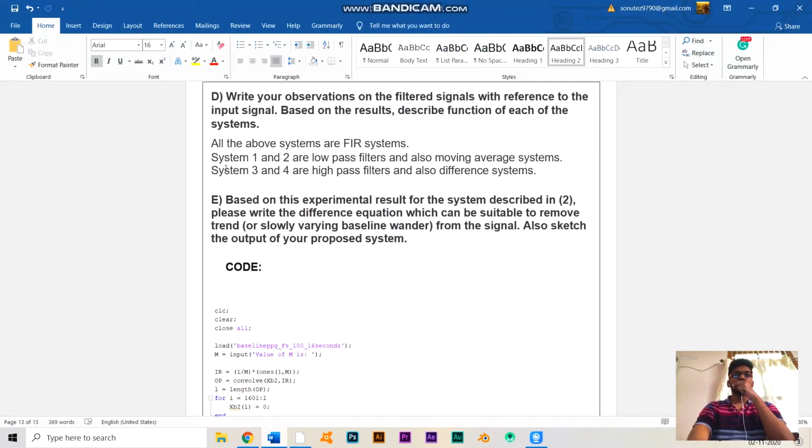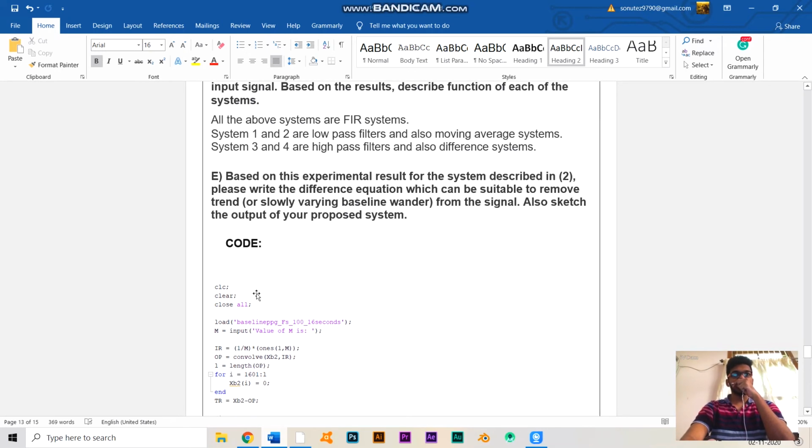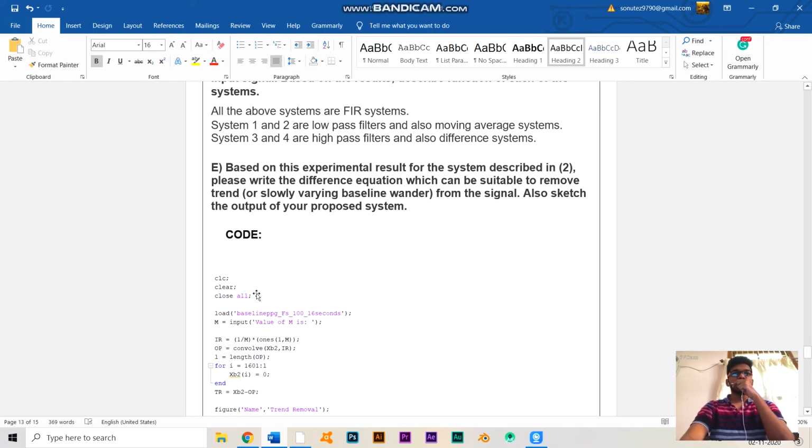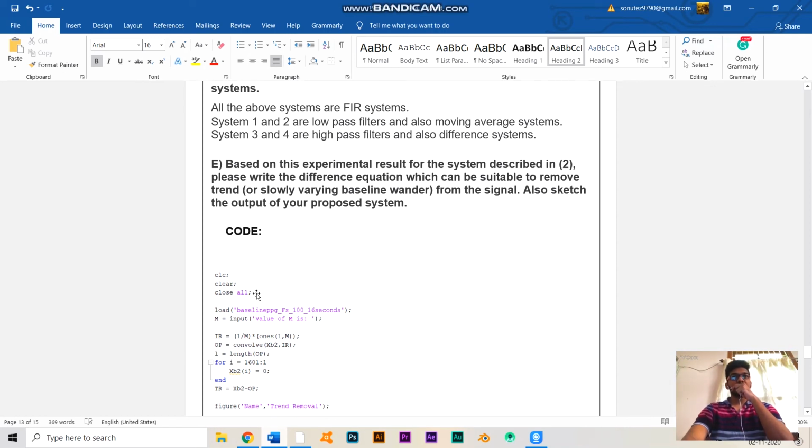And in the D part, we are asked to describe each of these systems. We can say all of these systems are FIR systems, and systems 1 and 2 are low pass filters because they are only allowing the low frequency parts and attenuating the high frequency parts, and they are also moving average systems. Systems 3 and 4 are high pass filters because they are attenuating the low frequency parts, and they are also different systems.